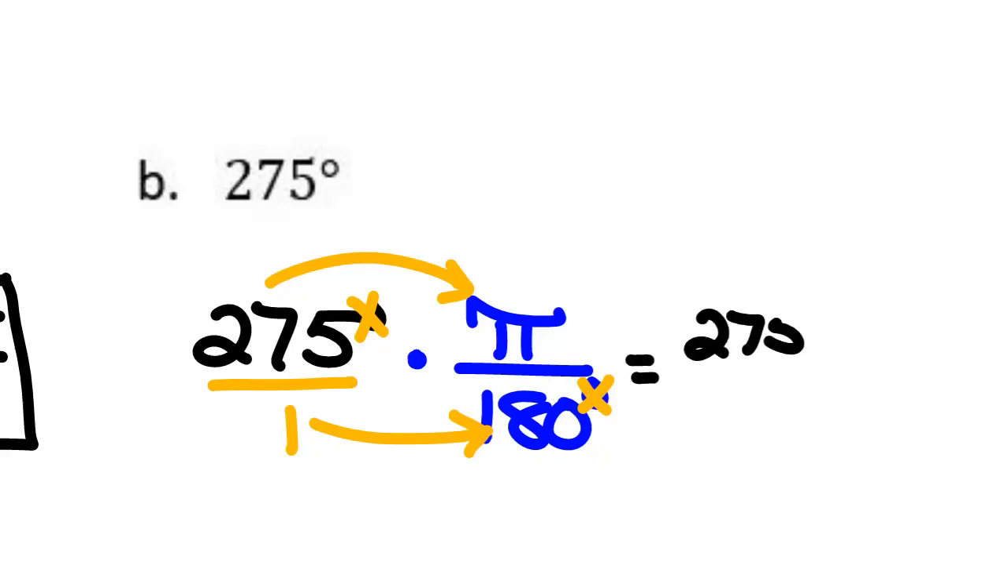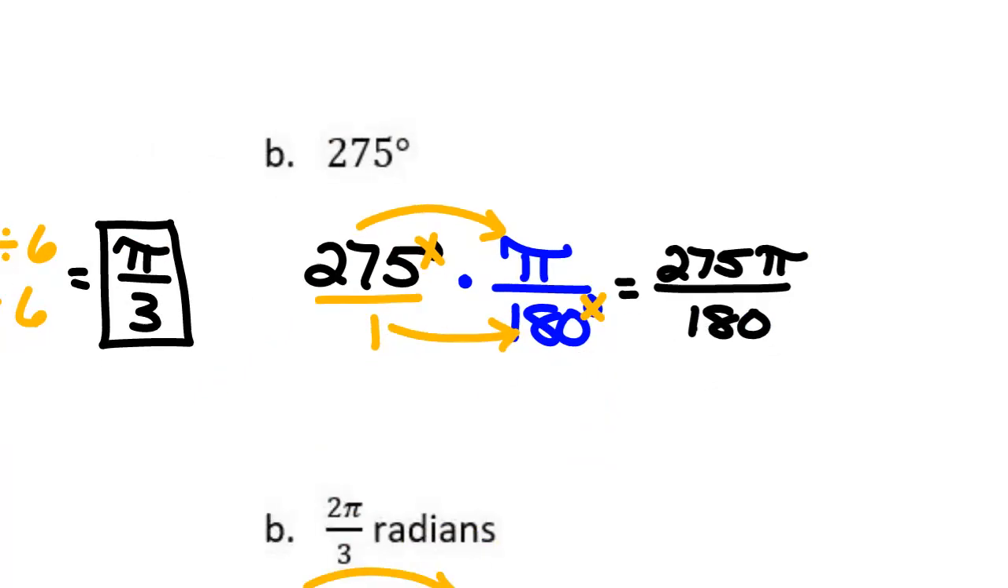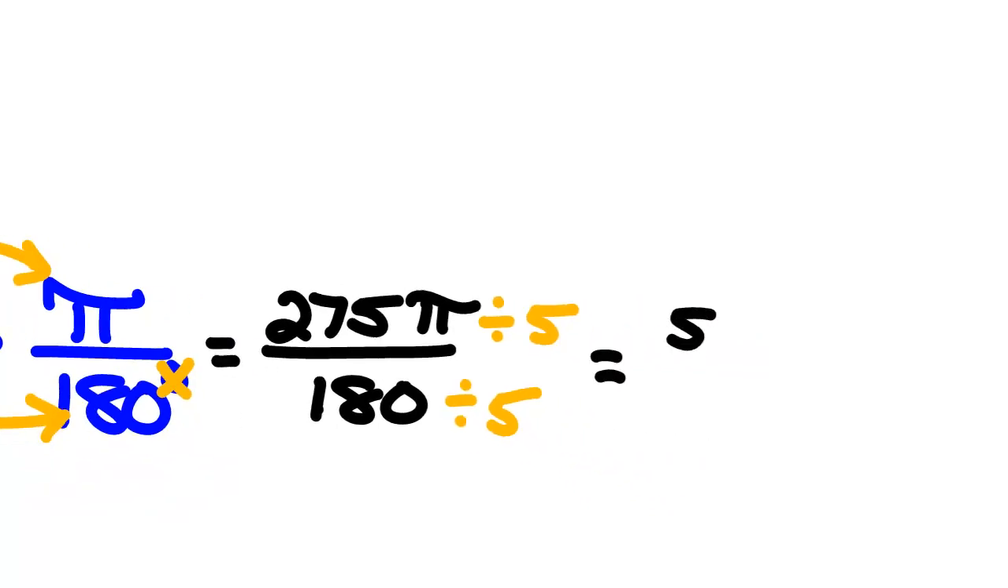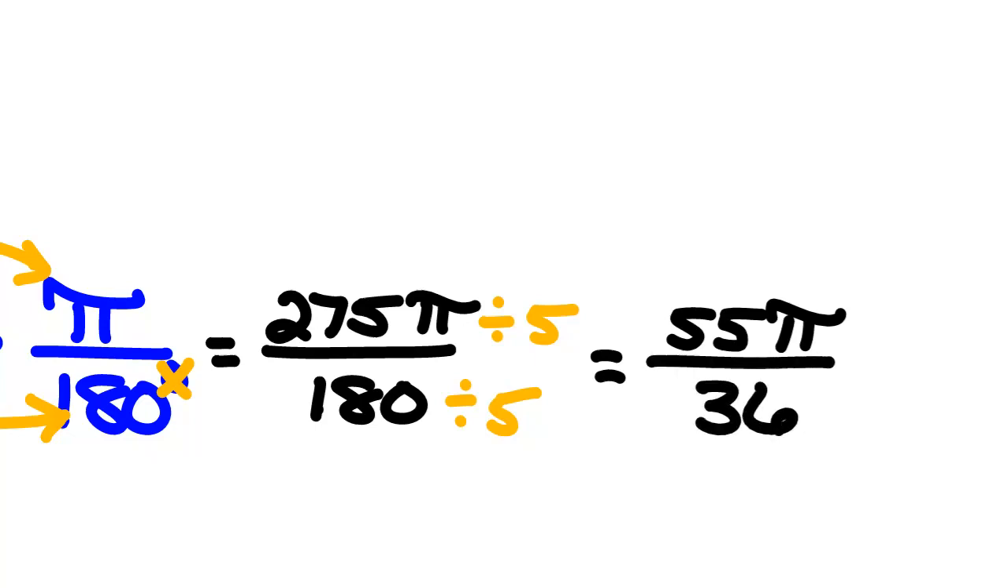So 275 pi over 180. What can go into both 275 and 180? 5. So we're going to divide top and bottom by 5. What is 275 divided by 5? 55. So 55 pi in my numerator. What is 180 divided by 5? 36. Can we reduce this any more?